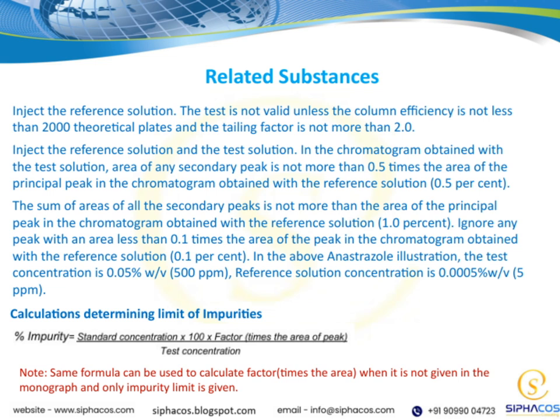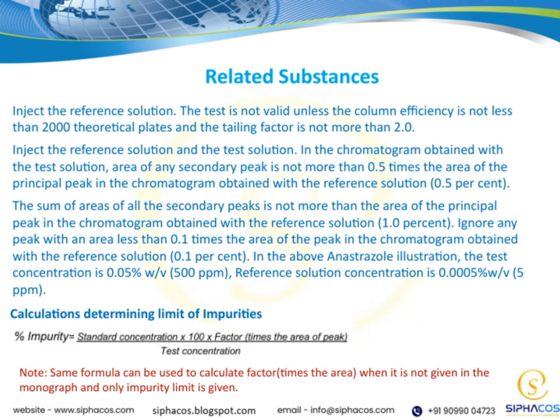When performing these calculations, you start by injecting the reference solution. It's important to note that the test isn't considered valid unless the column efficiency is at least 2,000 theoretical plates and the tailing factor doesn't exceed 2. These are quality checks to ensure your chromatography is working properly. Next, you inject both the reference and test solutions. In the chromatogram for the test solution, the area of any secondary peak should be no more than half the area of the main peak seen in the reference chromatogram.